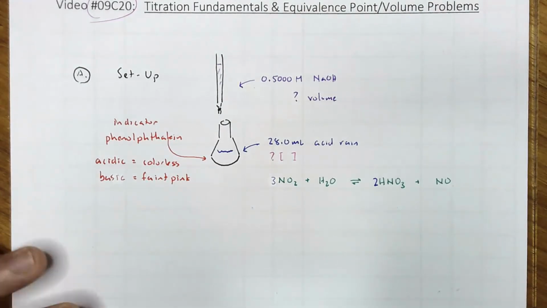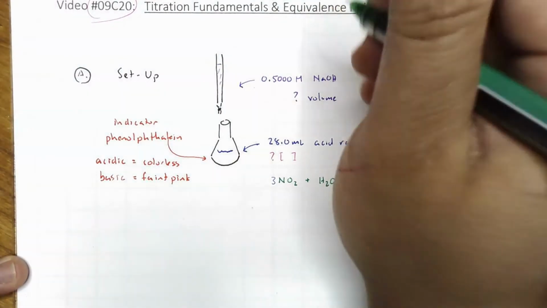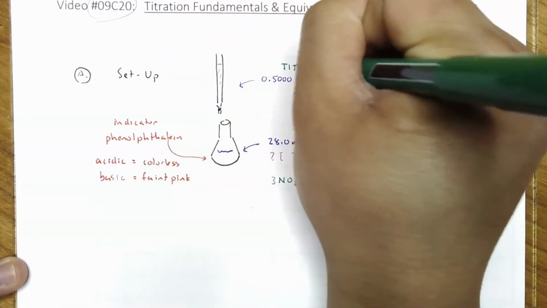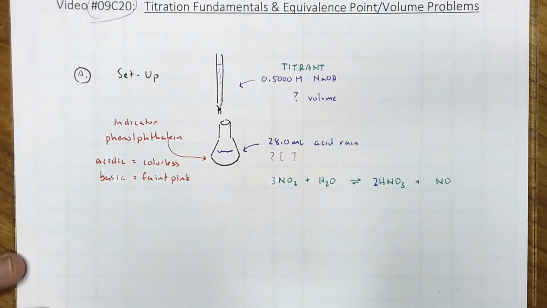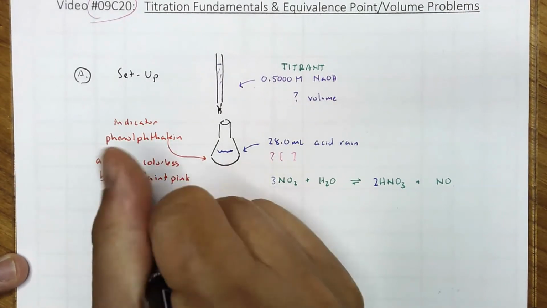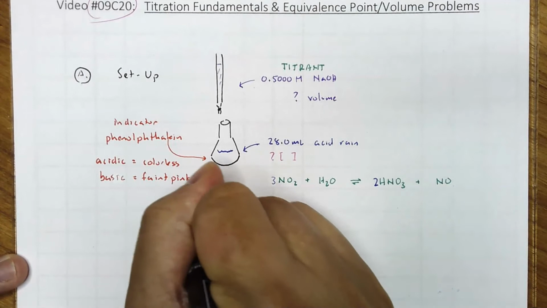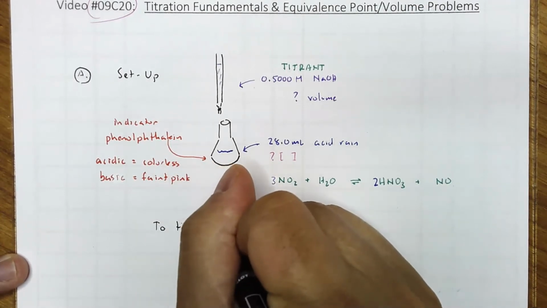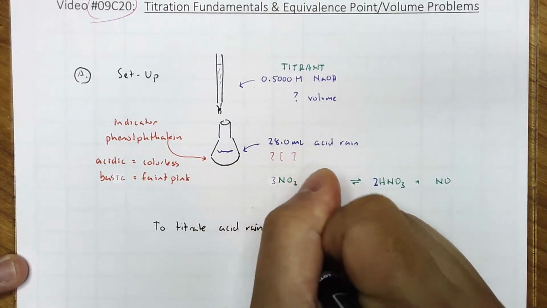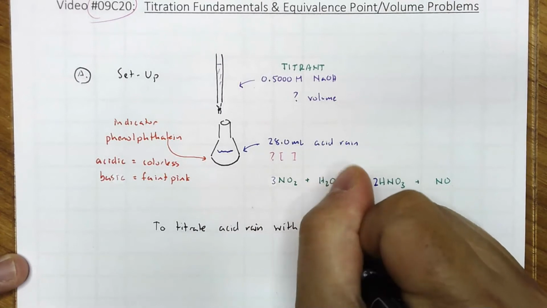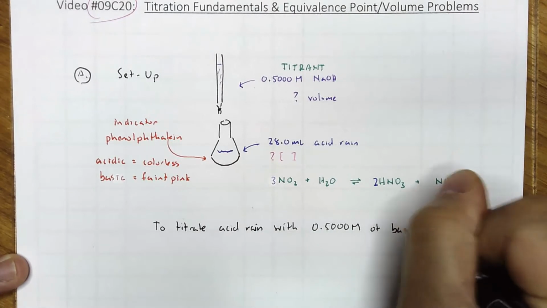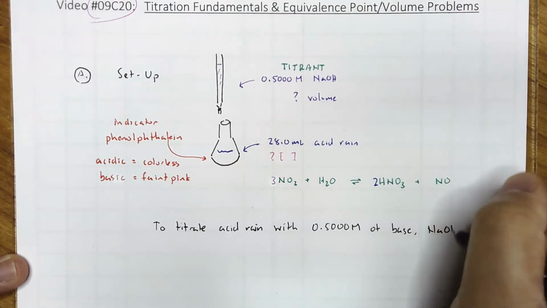Now, I threw out a couple words that are new to us. This is the titrant. And the verbiage is we are going to titrate acid rain with 0.5000 molar of base, and the base is NaOH aqueous.